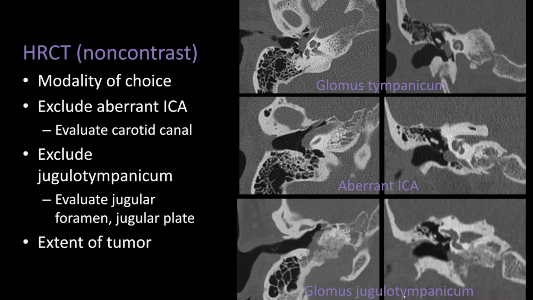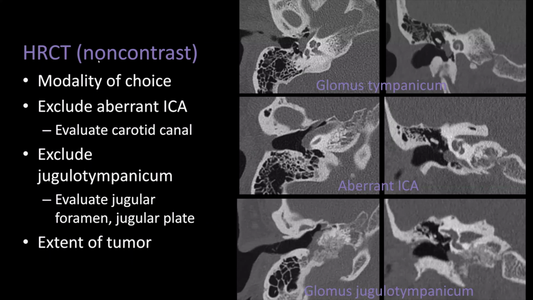And then for glomus jugulotympanicum, you'll be able to diagnose that because we'll look for permeative osteolysis along the margins of the jugular foramen as well as around the jugular foramen and the jugular plate. Here we have a jugulotympanicum tumor that's extended into the middle ear cavity, so that's why you would see a red mass behind the membrane. But on the CT, you can see all that erosive change, which we don't see with the standard glomus tympanicum tumor.